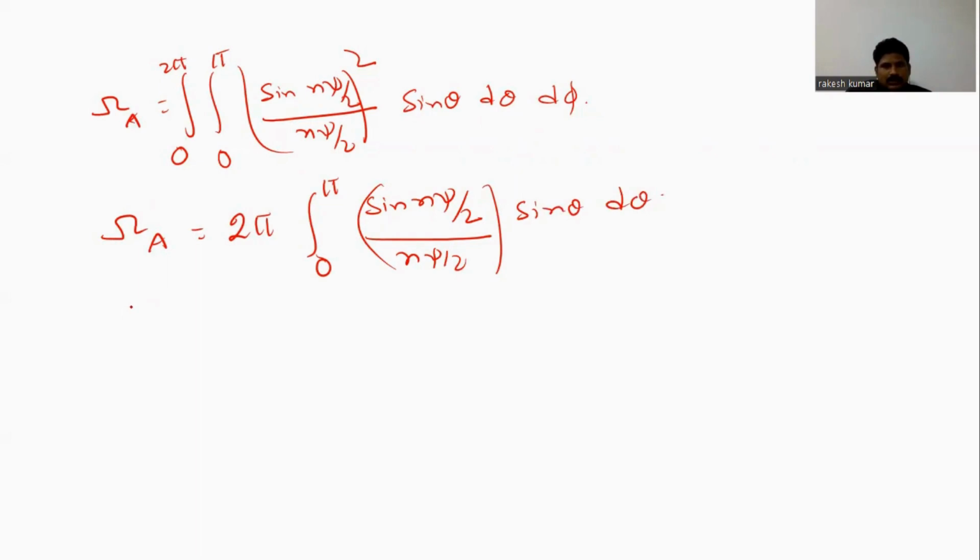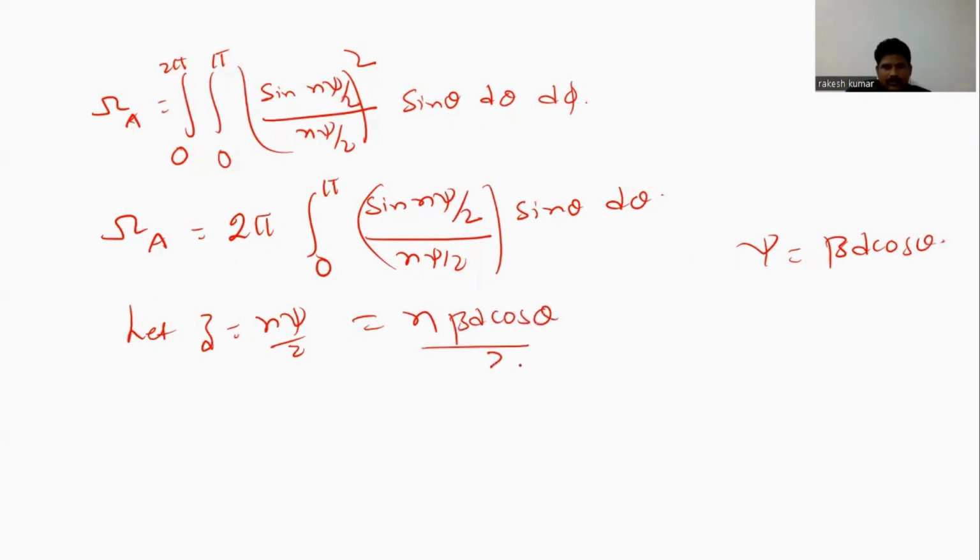Okay, so here let z is equal to n psi by 2. So n psi by 2 means n into what is the value of psi? The value of psi is equal to beta d cos theta. So z is equal to n beta d cos theta by 2. Now I am changing the limits. For theta is equal to 0 degrees, what is the value of z? z is equal to n beta d by 2.